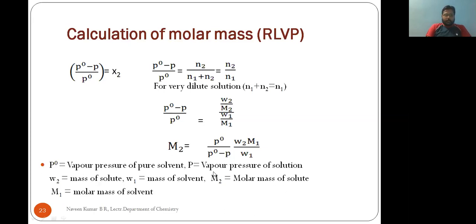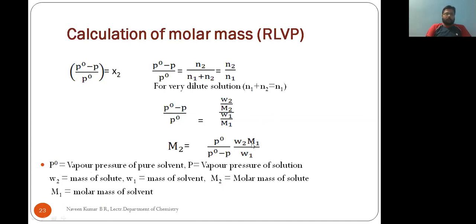So here the expansion of each term is explained. Do remember very clearly, in solving numericals it is very important to understand these values from the question. P naught is the vapor pressure of pure solvent, P is the vapor pressure of solution, W2 is the mass of solute, W1 is the mass of solvent, M2 is the molar mass of solute, M1 is the molar mass of solvent.